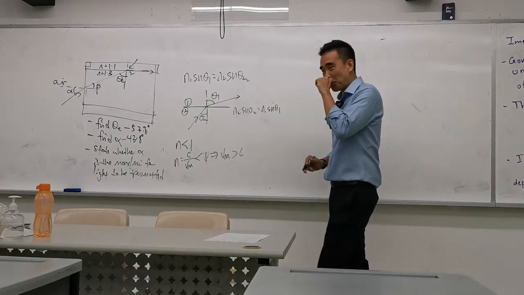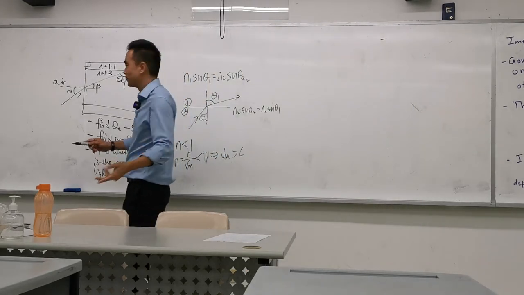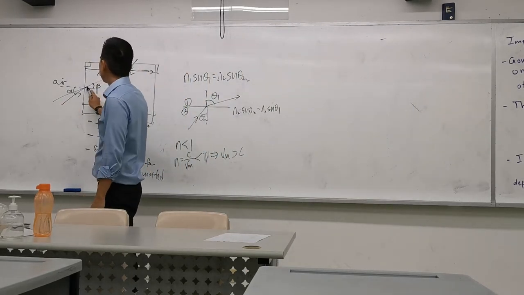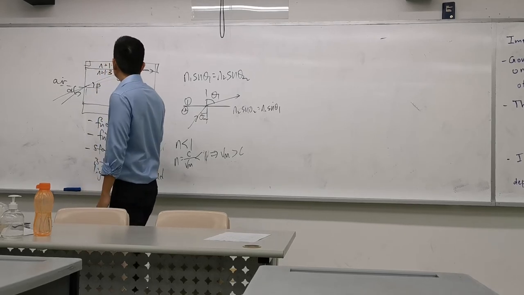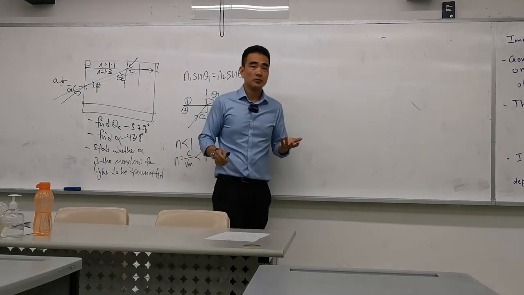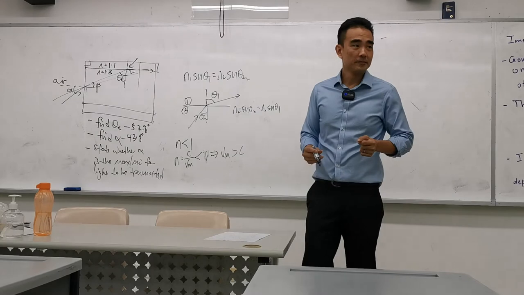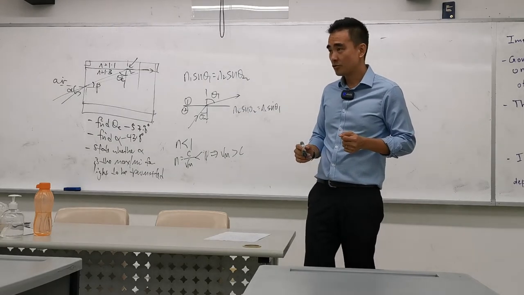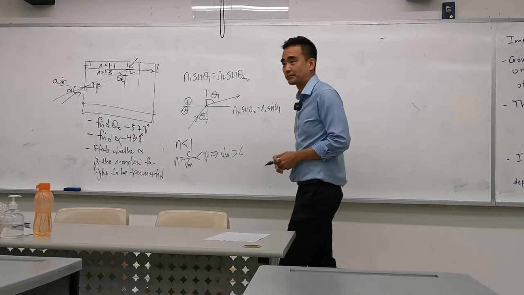Now the way to go about this is always to test it out. If you go at a smaller angle, then what happens is that this will go even smaller. So you strike it at a bigger angle, which means that you go through total internal reflection. Agree? So just test it out. You'll be able to see it.